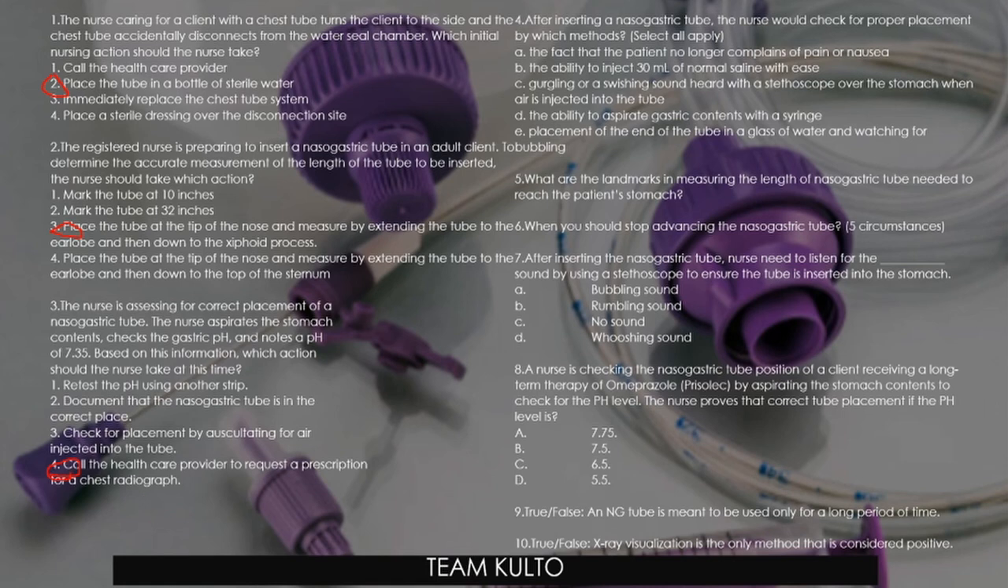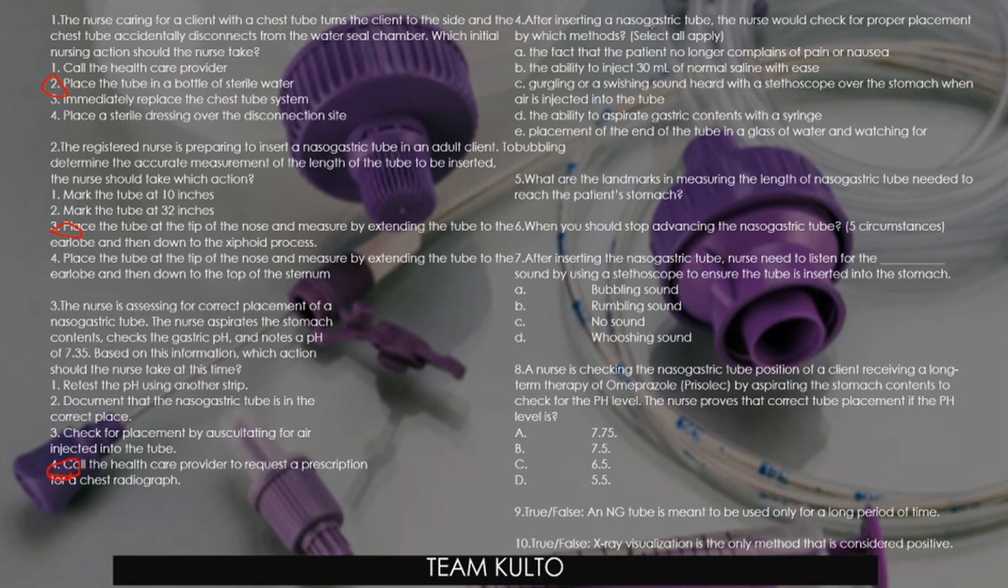Okay, that's the answer. Retesting the pH using another strip is unnecessary, and checking for placement by auscultating for air injected into the tube is not a definitive method of checking for tube placement. The nurse should not document that the tube is in the correct place because the data indicate this may not be the case, okay? So, number four.